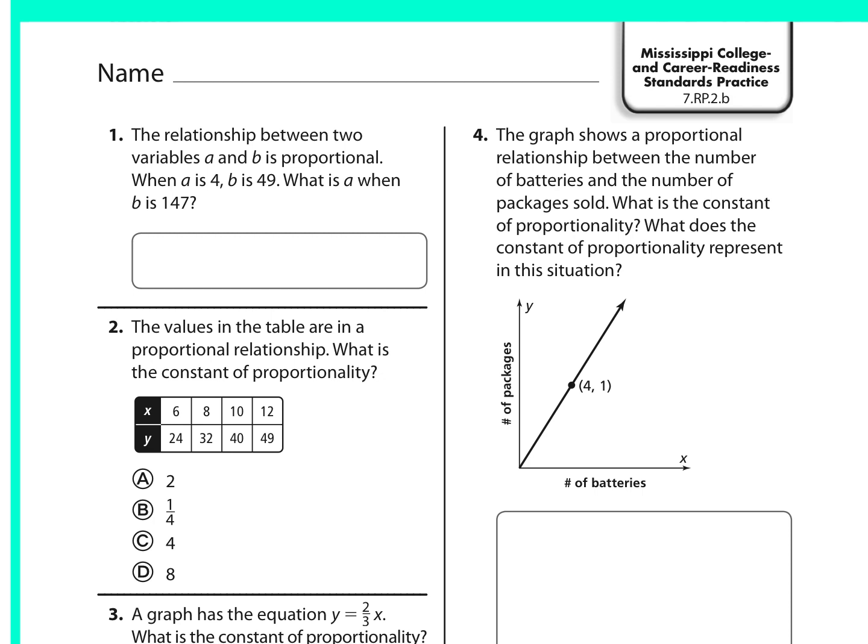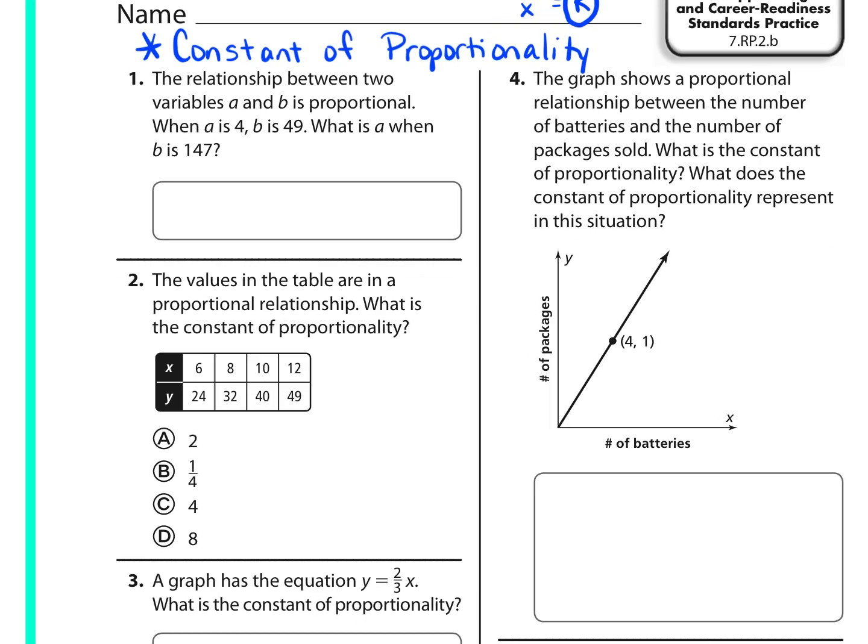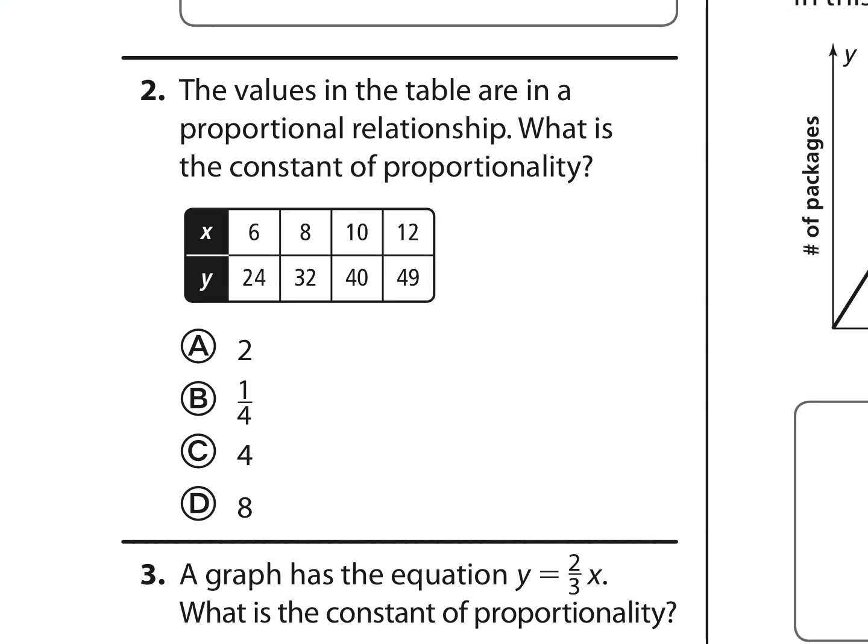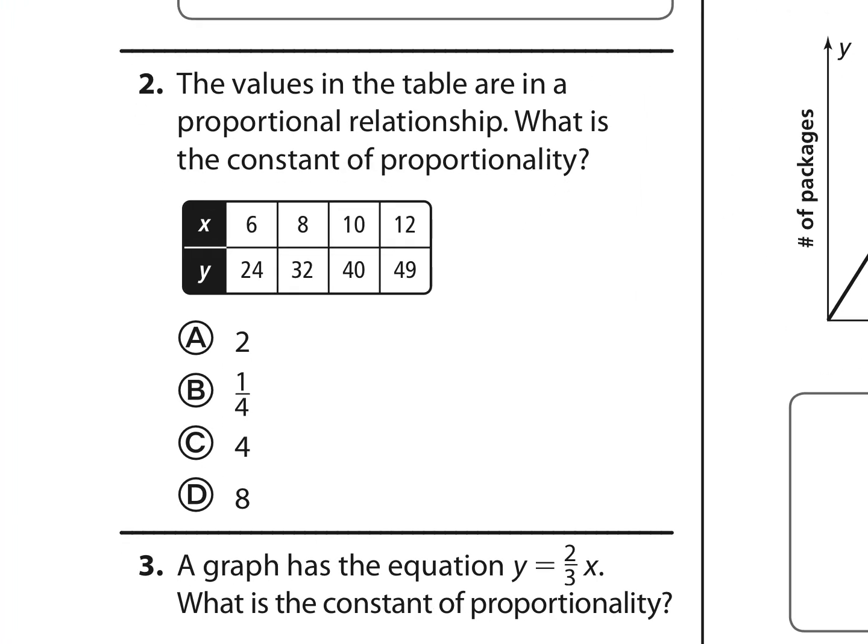Standard RP2b. On this standard, we're finding the constant of proportionality. That is where we take y divided by x, and we call that number k, the constant of proportionality. Let's start with problem number 2. The values of the table are in a proportional relationship, so what is the constant of proportionality? So we're going to say y divided by x to get k.